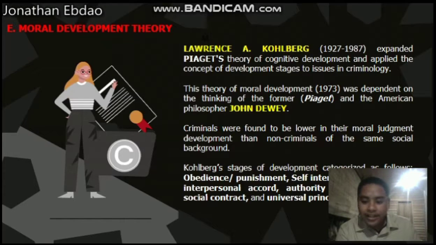And further, he and his associates found that criminals are lower in their moral judgment development than non-criminals of the same social background. Kohlberg's stages of development are categorized as follows: obedience and punishment, self-interest, conformity and interpersonal accord, authority and social order, social contract, and universal principle.